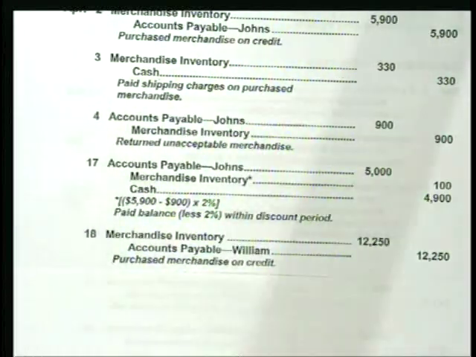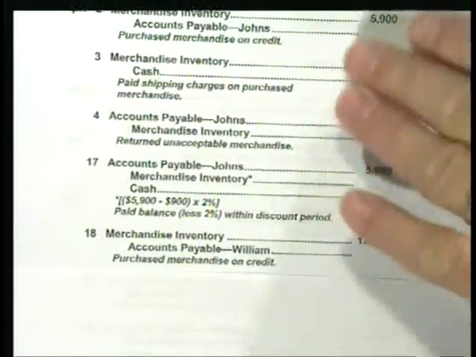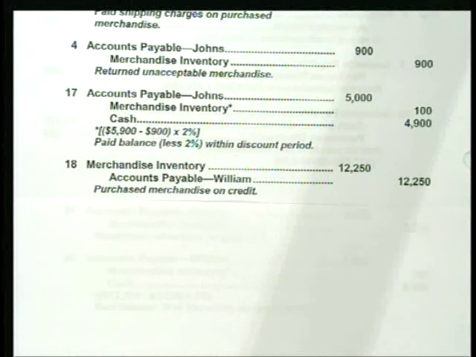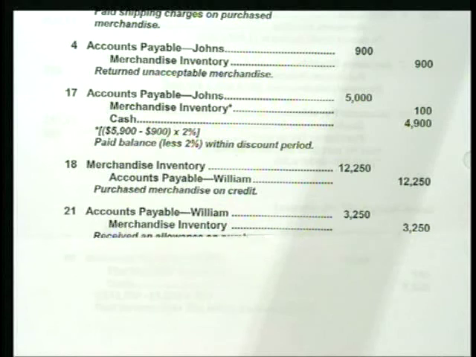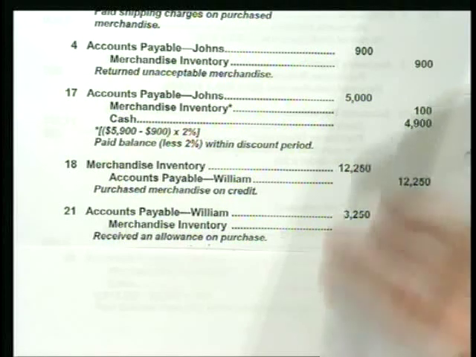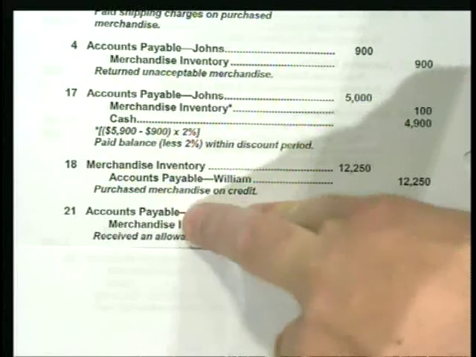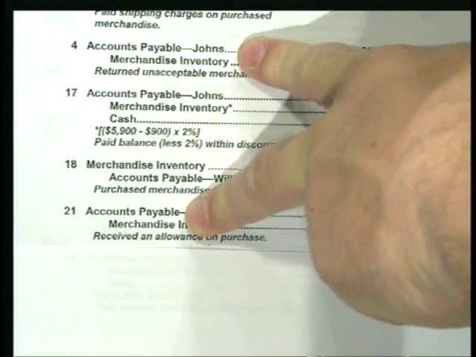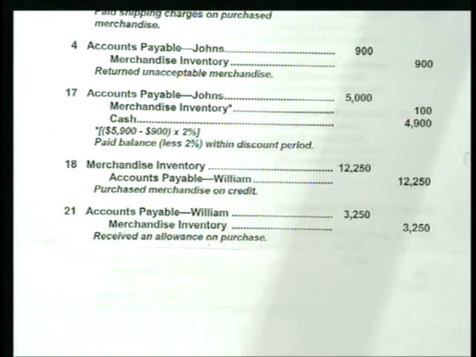All right, after negotiations, we received from Williams a $3,250 allowance on the April 18th purchase. Now, this is a purchase allowance situation, not a purchase return. However, it's going to look very similar journal entry-wise to the purchase return. And there is the entry. This is a purchase allowance. This is a purchase return. And notice the same accounts are debited and credited. Now in a purchase return, we actually returned the goods to the manufacturer. In the other one, we did not.